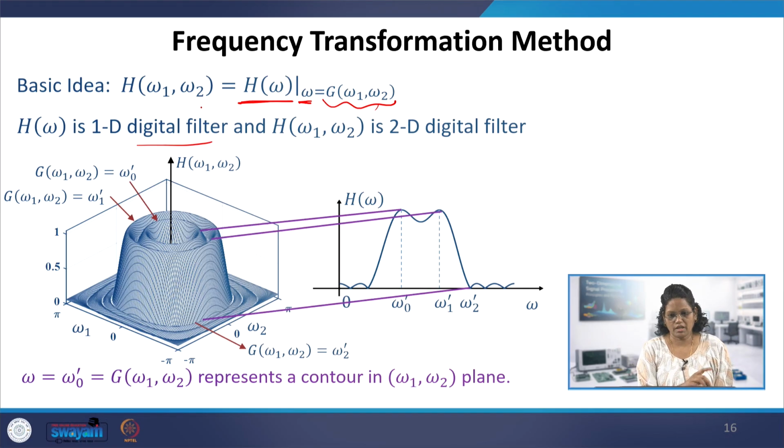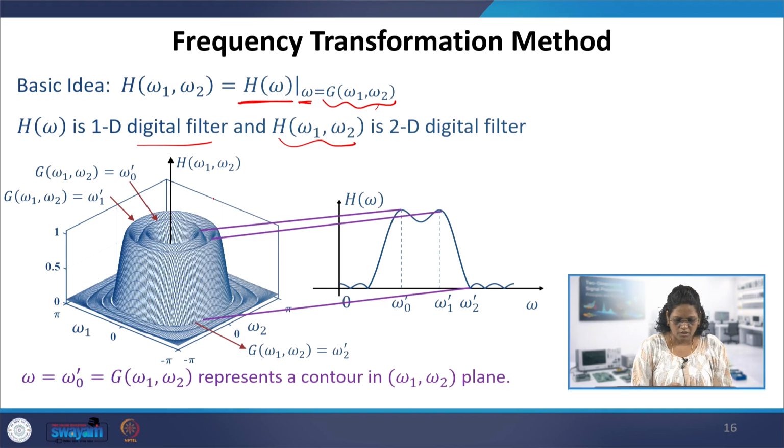The first table which I had shown was the analog filter, but the second table was the digital filter in 1D. So similarly, we are talking about the digital filters here. So the 1D digital filter h of n is to be obtained, like in the 1D window method we had done, and find its frequency response h of omega. Then h of omega 1 omega 2 is the 2D response, which is obtained from h of omega using this transformation.